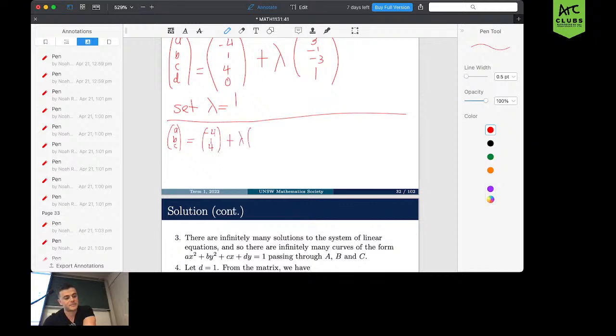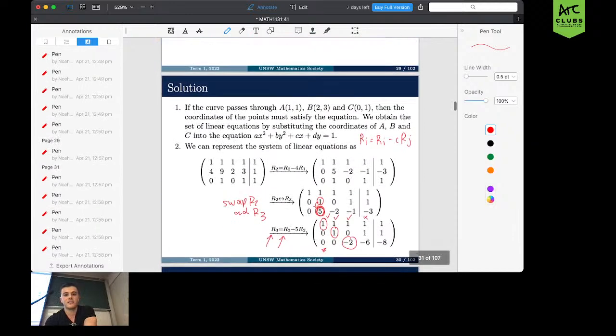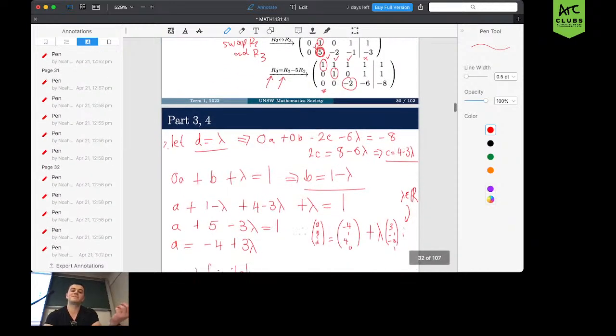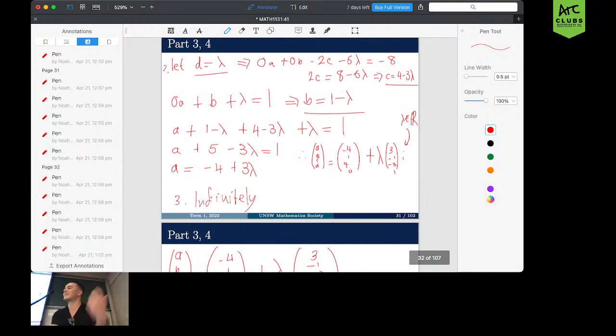Plus lambda times (3, -1, -3). So that part was all okay. Let lambda equal 1, and so what we get is (A, B, C): add the two vectors and you get (-1, 0, 1). And what you can do now is sub in wherever you see A, sub in this. Wherever you see B, sub in this. Wherever you see C, sub in this. Oh, and wherever you see D, you can just sub in 0, right? Okay, so that's what the mistake was.